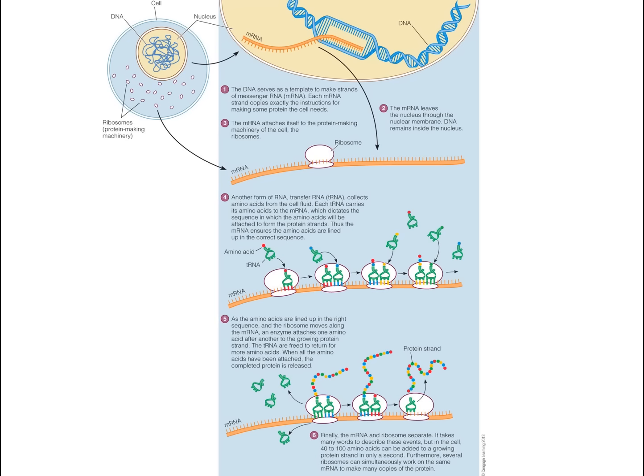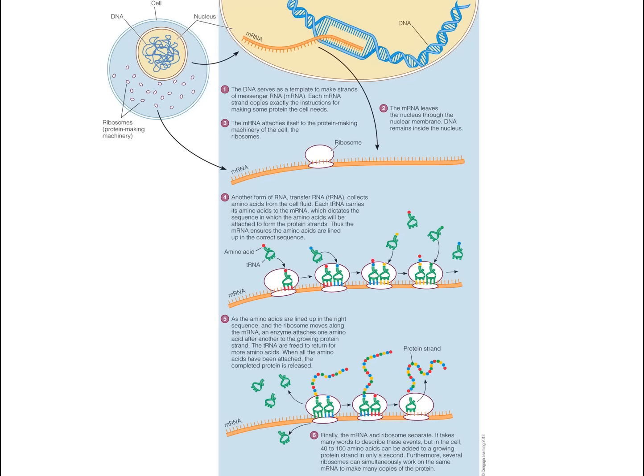So the first thing that we're going to do is make a copy of this genetic information. And that copy is called mRNA. So we are going to make a copy of DNA. That copy is called mRNA. And this process of making the copy we call transcription. So that's step one. Step one is transcription, which is making a copy of DNA.